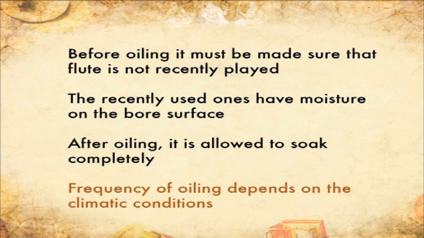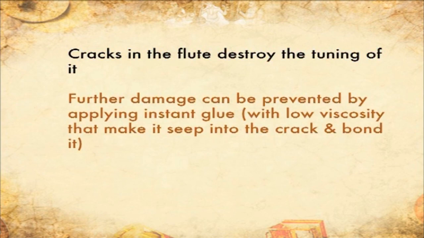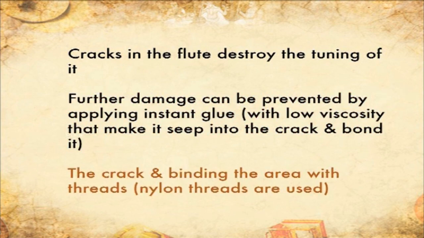The frequency of oiling depends on the climatic conditions in which the flute is played. Dry, hot climates require oiling as frequent as 4 to 6 times a year. If, in case, cracks develop on the flute, they will most likely destroy the tuning of the flute. To prevent further damage due to cracks, apply instant glue with lower viscosity so that it can seep into the crack and bond the crack, and then bind the area with threads. Nylon threads can be used.